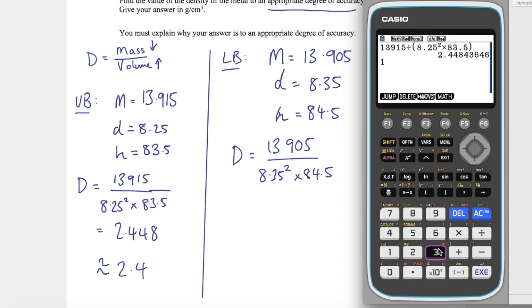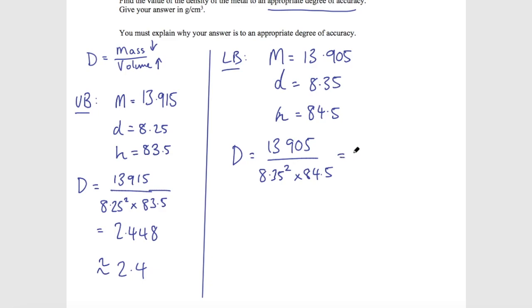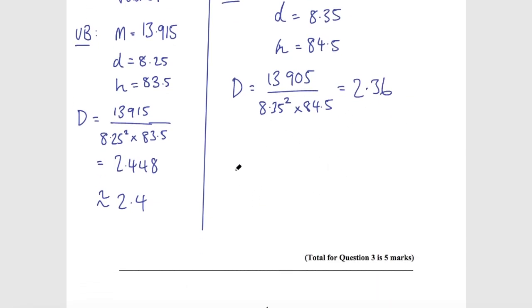Let's see, 13,905 divided by, make sure you put some brackets in, 8.35 squared times 84.5, and you get 2.36. Okay, so that's the lower bound of the density, 2.36, and the upper bound was 2.448.